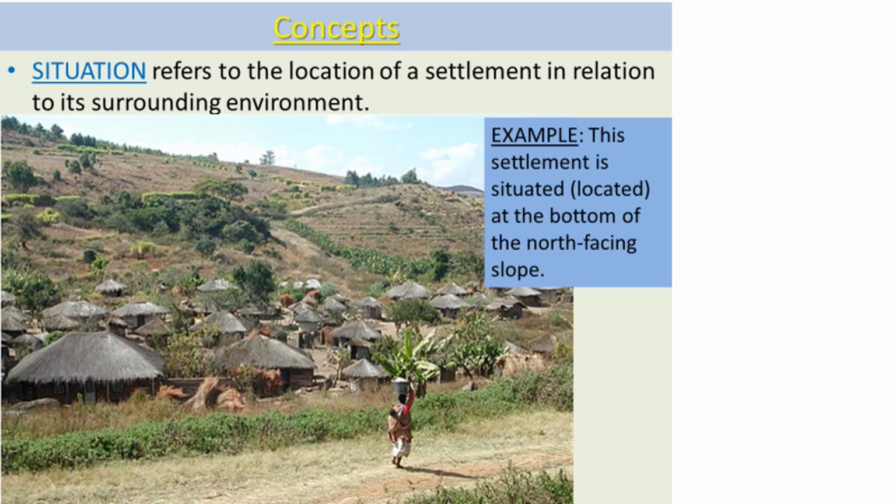Situation refers to the location of a settlement in relation to its surrounding environment. In simple terms, this basically means that you are able to describe where a settlement is located or where a settlement is found by describing what you see in and around the particular settlement. For example, the settlement in the picture is situated or located at the bottom of the slope. So situation is a reference to the location of the settlement in relation to its surrounding environment.